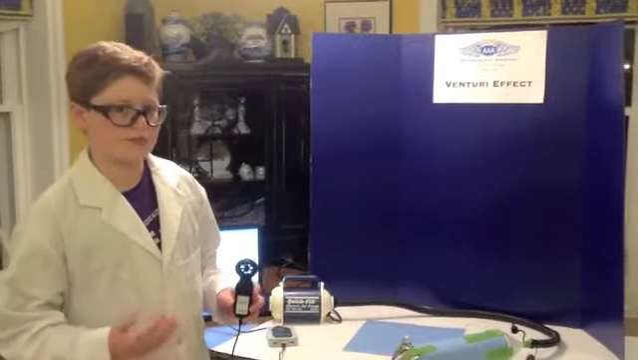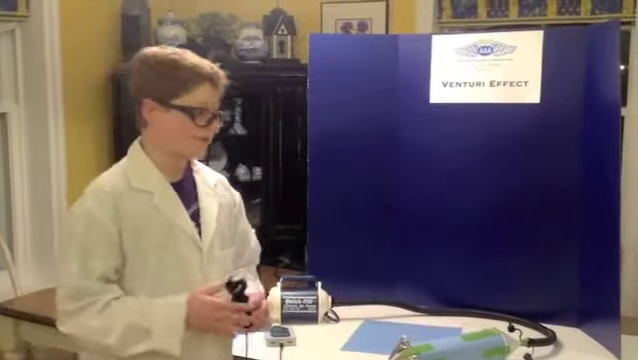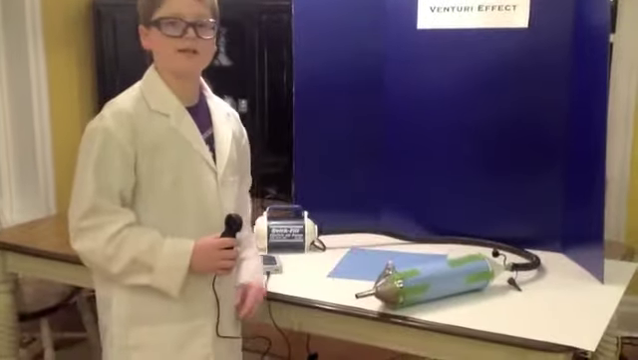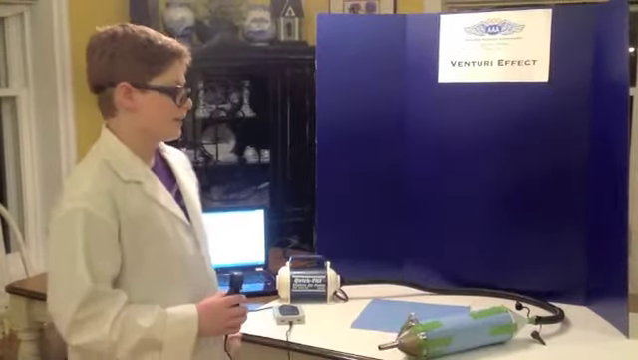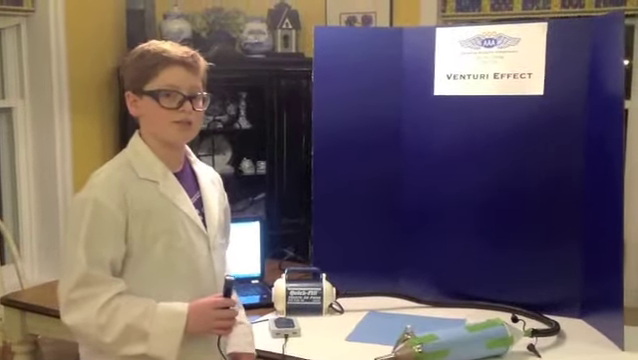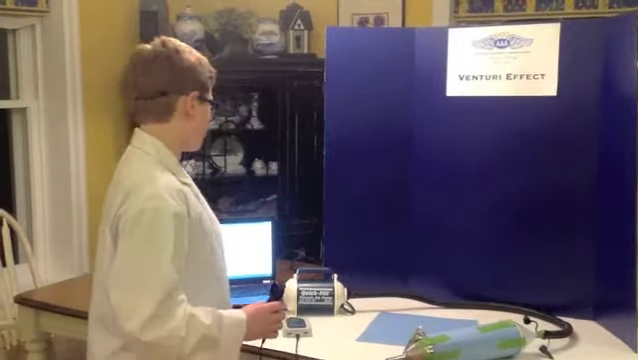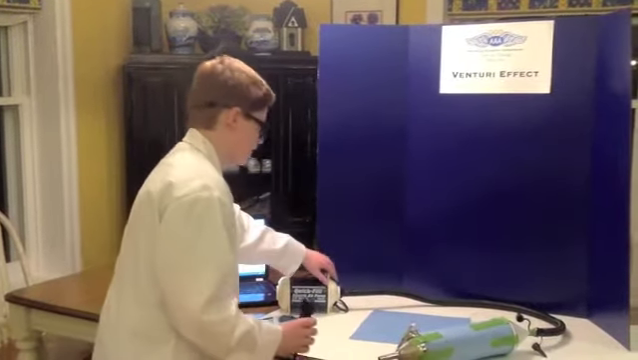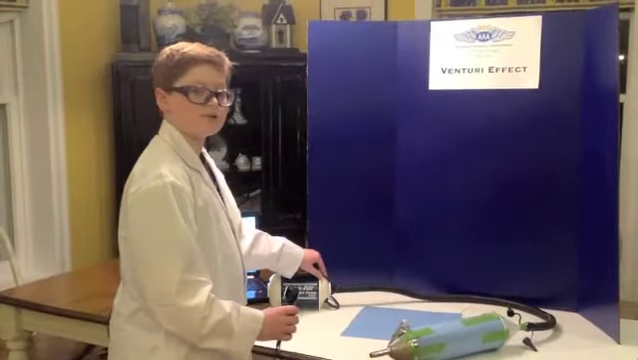Now that I've run the first phase of the testing, I'm ready for the second phase. I've already taped on the second funnel and I'm ready to start testing for the Venturi effect and to see how much higher the velocity is now that I've added this funnel. So I'm just going to turn on the air pump and then I'm going to start collecting my data for 10 seconds.